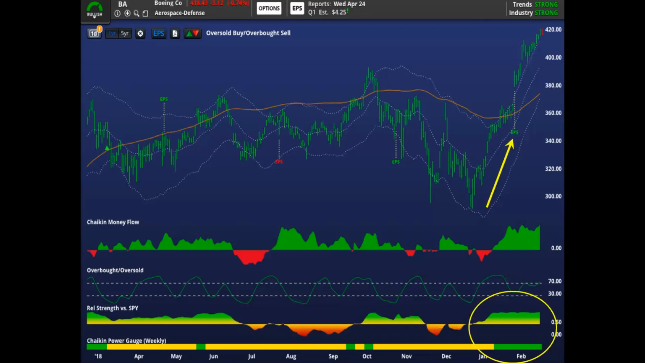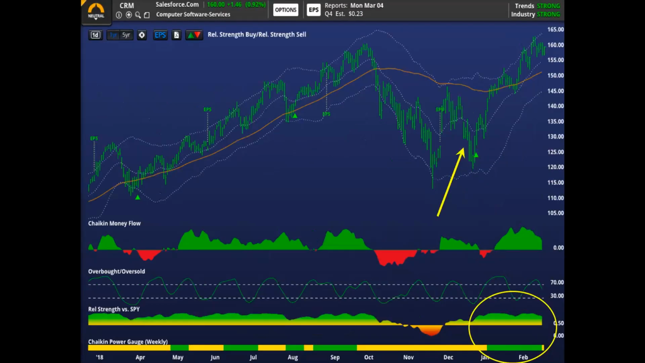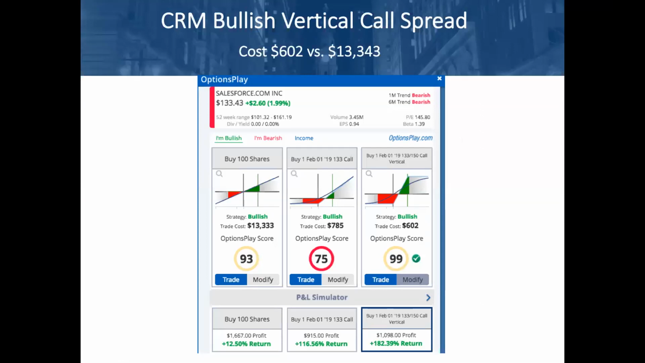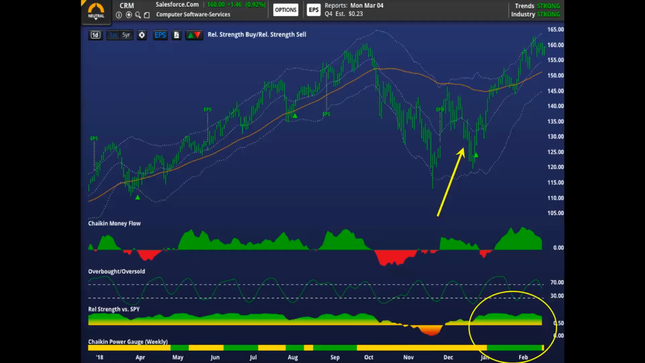The industrial stocks, in addition to technology, have been leading the market to new highs. Salesforce we looked at earlier as our classic bull. On a webinar we did on December 20th, we used a vertical bullish call spread on Salesforce as an example of what you could do in options play. Salesforce was outperforming the market. It had rallied better than most stocks into the November peak, and it was trading at about 133. So on that webinar, we talked about buying the 133 call that expired on February 1st, selling the 150 call against it, reducing the cost to $600 per spread to control $13,000 worth of stock, and there was 182% profit potential. And sure enough, by April 1st, the stock had rallied to 150, and you could take your profit.